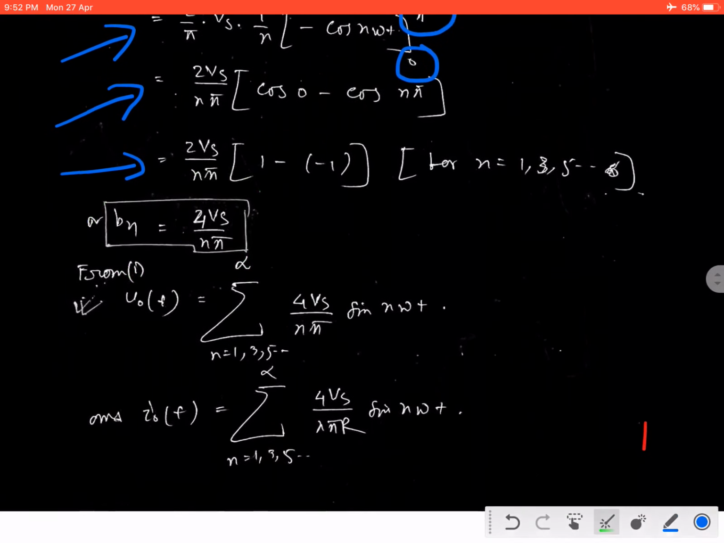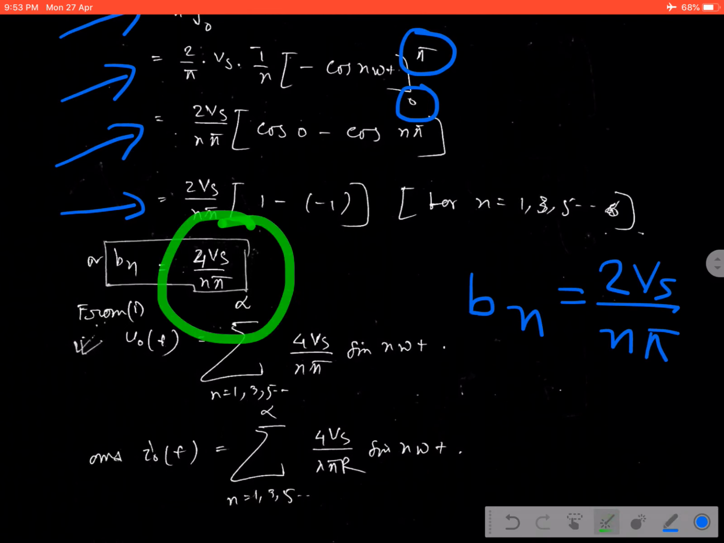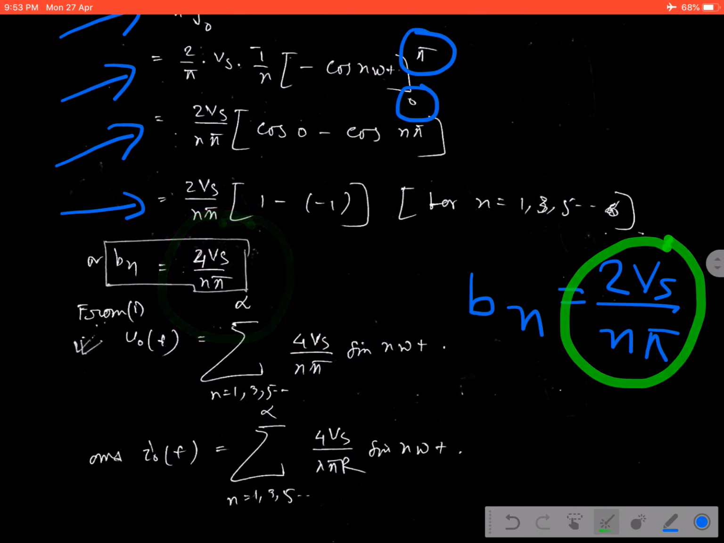See, in the previous section, when we calculated the coefficient Bn in the case of the half bridge inverter, we got the result Bn equal to 2 Vs by n pi. That means, in this case, we have double the value with respect to the previous one. That is why this full bridge circuit gives the maximum output voltage with respect to the input. That is a good advantage, or merit, of using this kind of circuit.